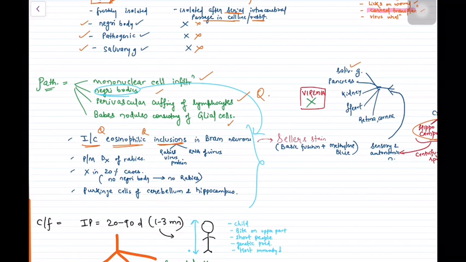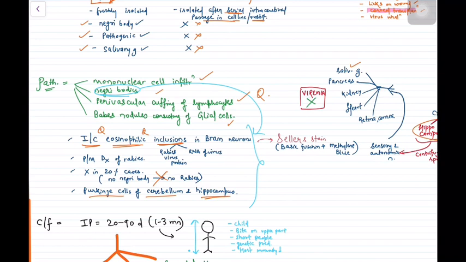Now these Negri bodies are absent in 20% of the cases. So can we say if there are no Negri bodies, there is no rabies? Can we say that? No, because they are absent in 20% of cases. So absence of Negri bodies does not rule out rabies, but Negri bodies are pathognomonic of rabies, and they are mostly in the Purkinje cells of the cerebellum and hippocampus.